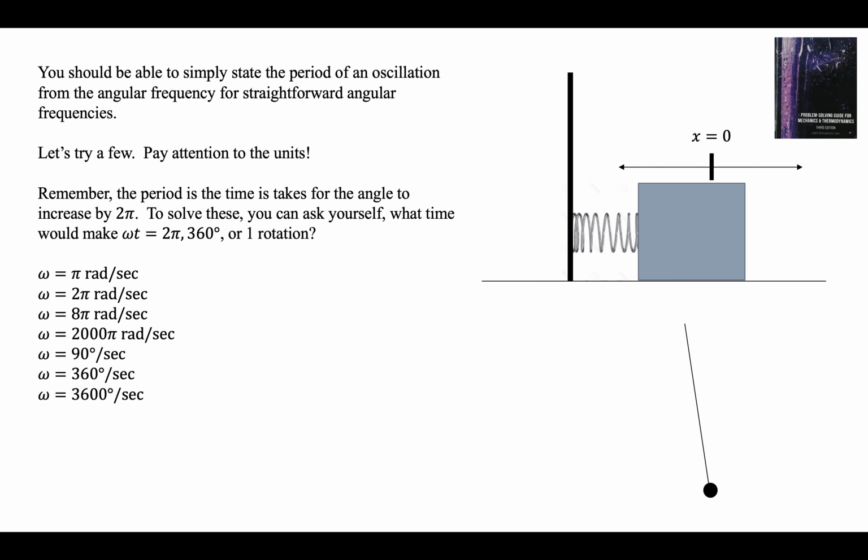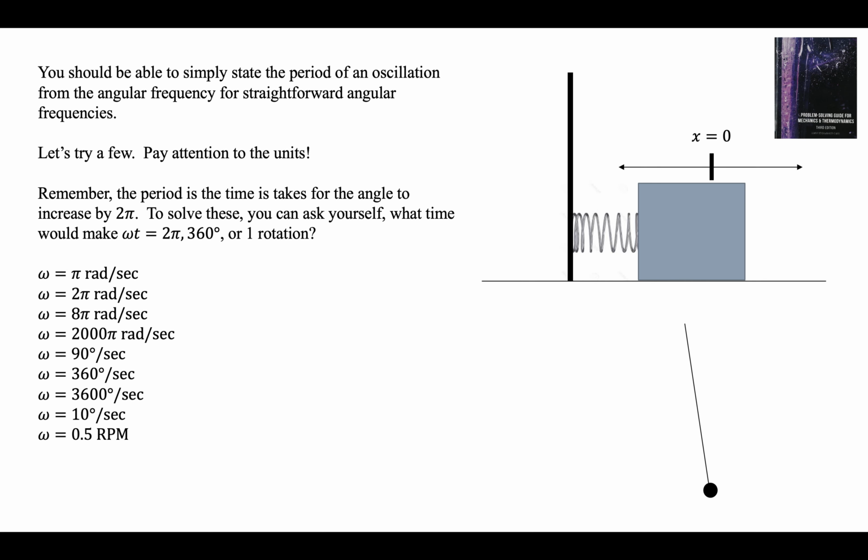3,600 degrees every second. That's 10 times around every second. The period is 1/10 of a second. 10 degrees per second. How long does that take to go around? 36 seconds, right? Has to go 360 degrees. 36 seconds to go all the way around.